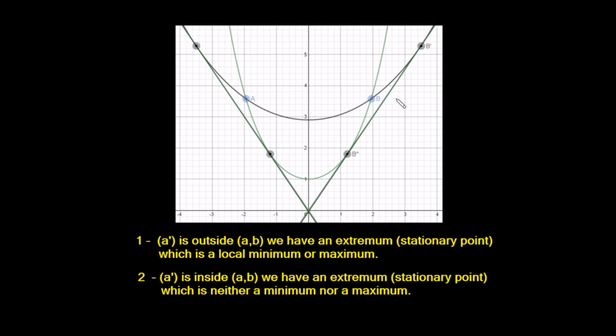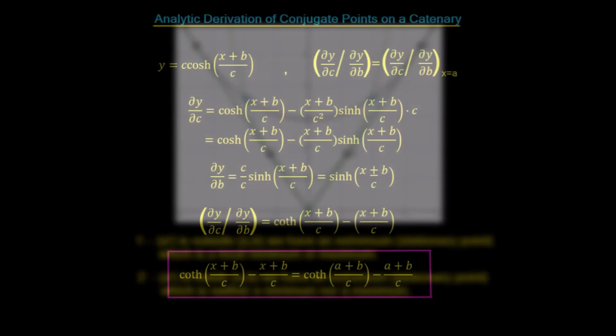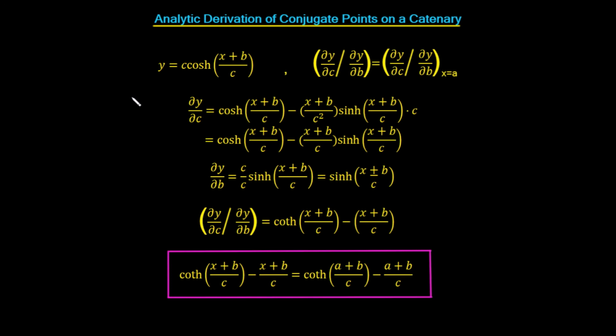But we're still going to look at how to work out the position of these stationary points analytically. So let's go ahead and do that now. Let's cover the analytic derivation of the conjugate points of a catenary. We have the catenary equation here, and we found out from the previous video that this is the method we're going to use in order to find the x coordinates of the conjugate points. So we're going to find partial y by partial c and partial y by partial b, and we're going to divide them, that is, partial y by partial c divided by partial y by partial b, wherever the x value is equal to a.